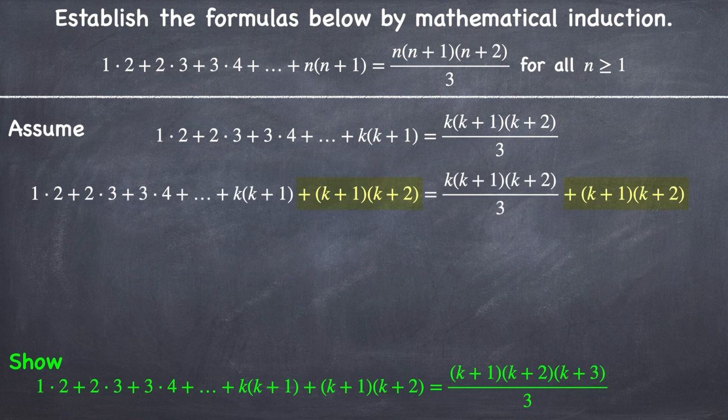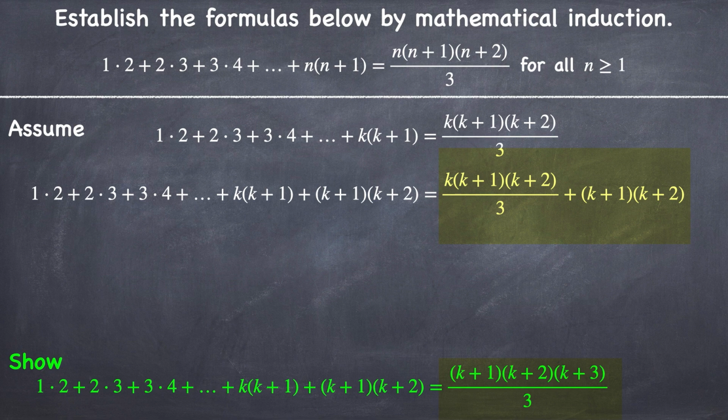We know that these two equations are only different on the left by the term k plus 1 times k plus 2, so I've added that to both sides of the white equation. And now what's left to do to finish this problem is make the right-hand side of the white look like the right-hand side of the green.